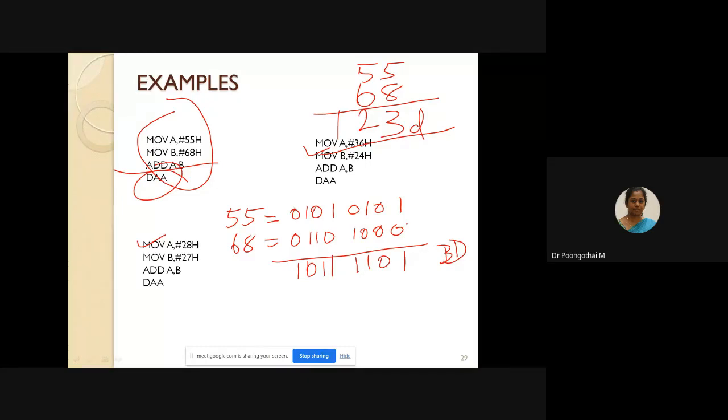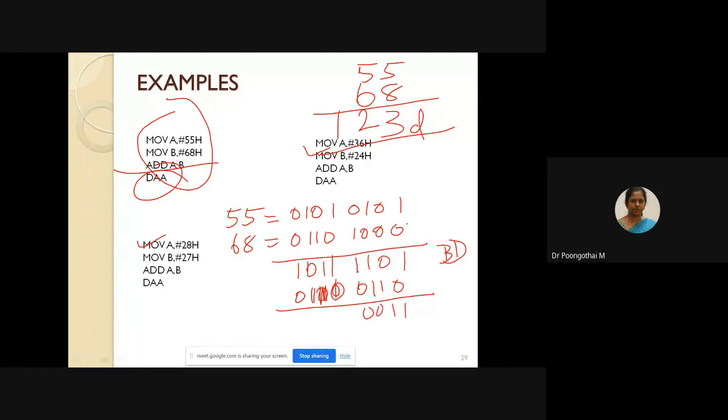What will happen? It will check both LSB and MSB. So both are greater than 9 or less than 9? Both are greater than 9. So after execution, it automatically adds 6 with both LSB and MSB. What is the answer? 1, 1, 0.